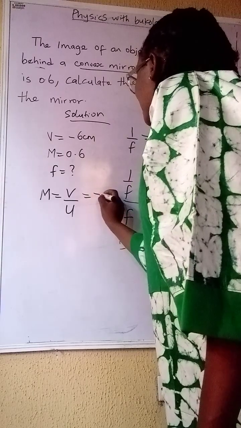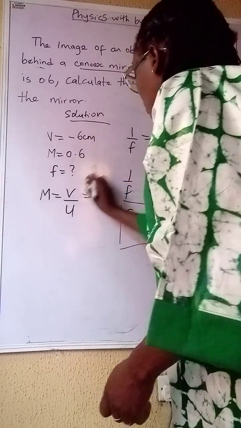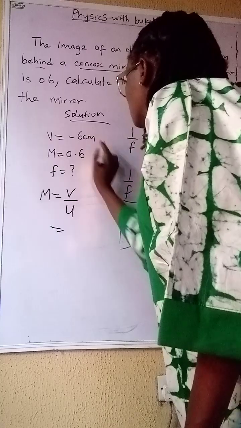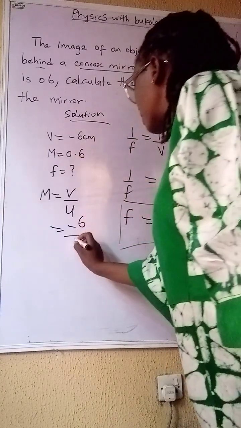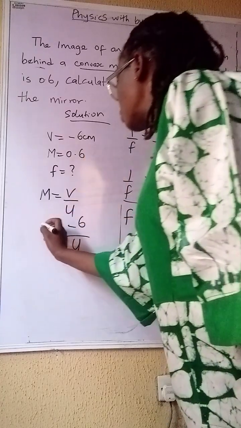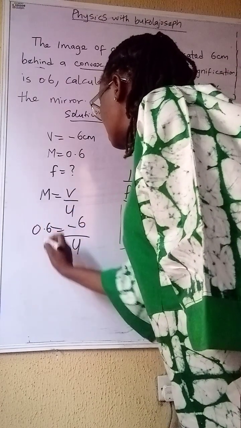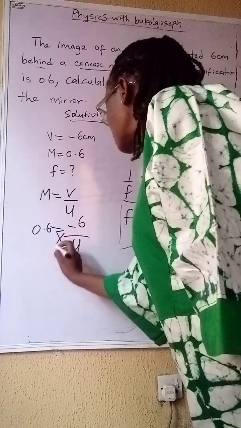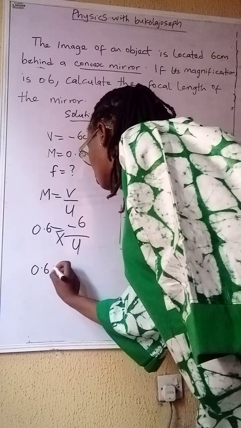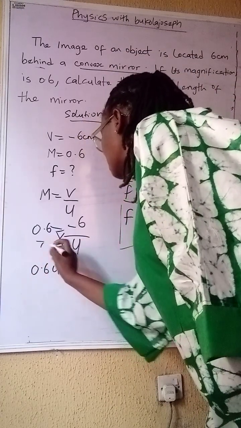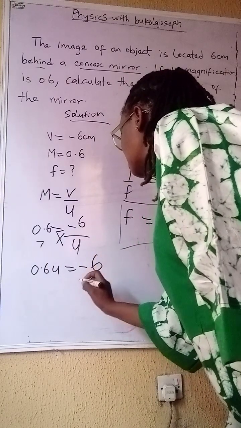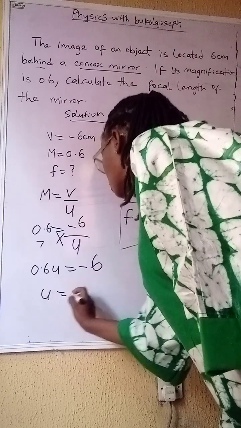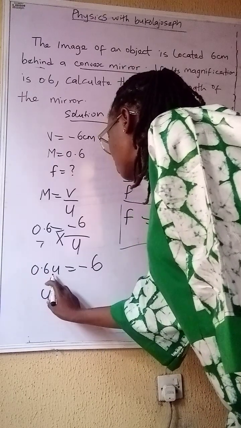Okay, so now this is this. We have -6. Let me come down. So our V is -6 all over our U, which is what we are looking for. We are given magnification to be 0.6. If we cross multiply, we'll have 0.6 U is equal to, this is the same thing as 1 times -6. So U will be equal to, we divide both sides by 0.6.